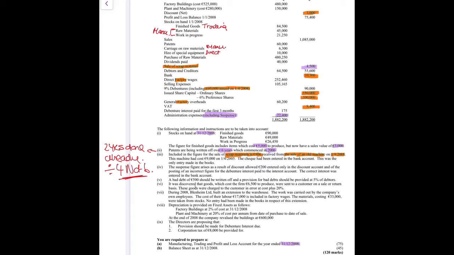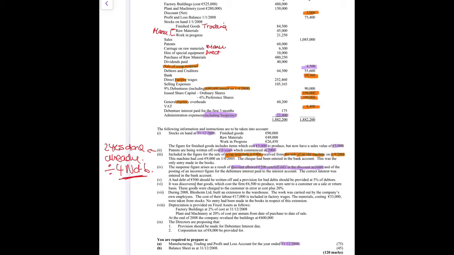The suspense figure arises of discount allowed 200 euro entered only in the discount account. So I always say you always have 2 separate problems. Well, the majority of the time you have 2 separate problems in suspense. Okay, so treat them as 2 separate things. Don't try and do the 2 of them at the same time.